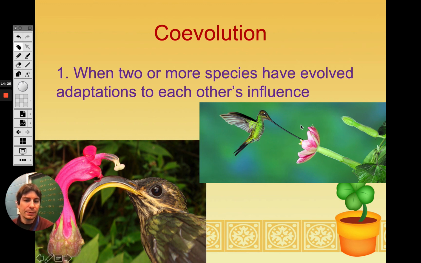Same thing with the hummingbird up here. We have its beak being very long, so it could get to the nectar way down deep into the flower there. So as the flower pushed its nectar down further in, the bird's beak got longer through generations.